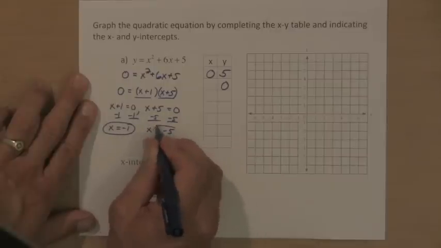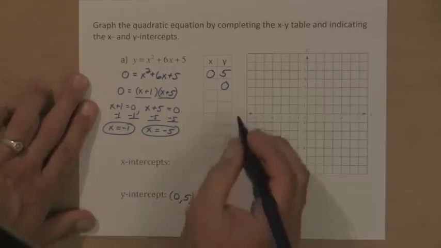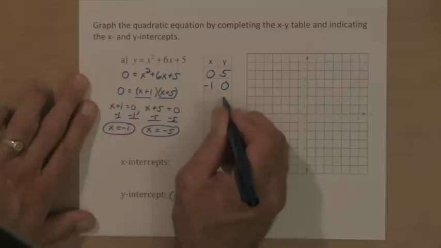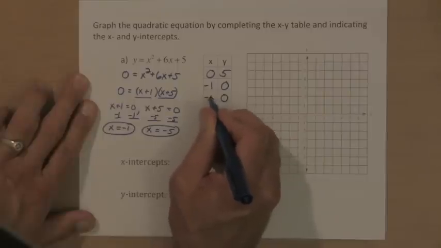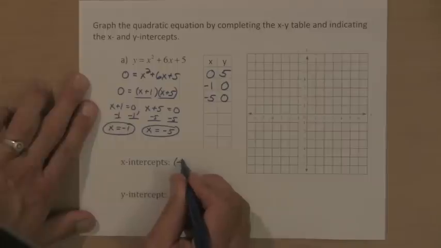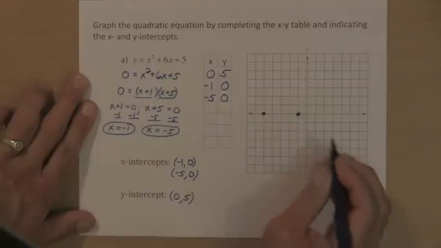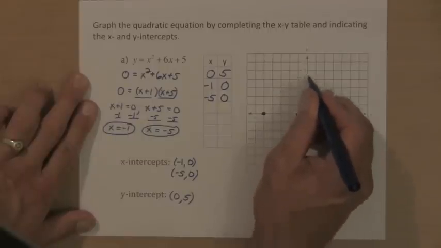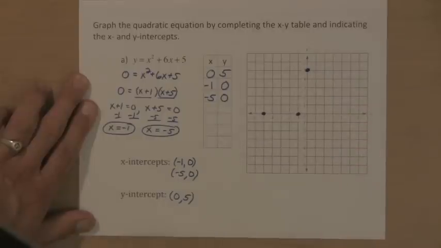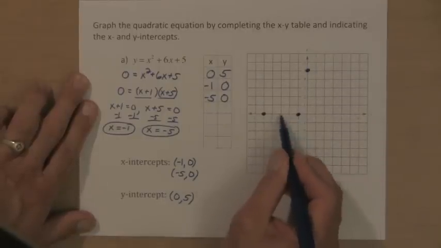So I have two places where this graph, which is called a parabola, will cross the x-axis. When y is 0, x is -1, or when y is 0, x is -5. So let's graph those points. Those are my x-intercepts, -1, 0 and -5, 0. And see what we look like. So here's -1, 0, here's -5, 0, and here's 0, 5 up here. So it seems like my graph's probably going to come down and go back up. So there's probably a vertex point in the middle of these two.